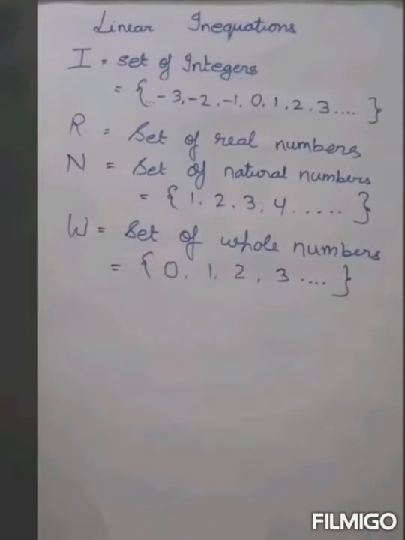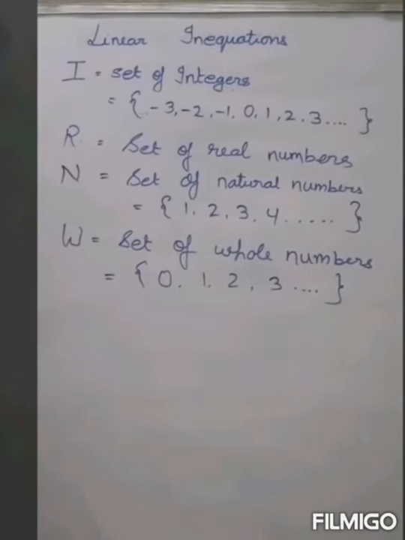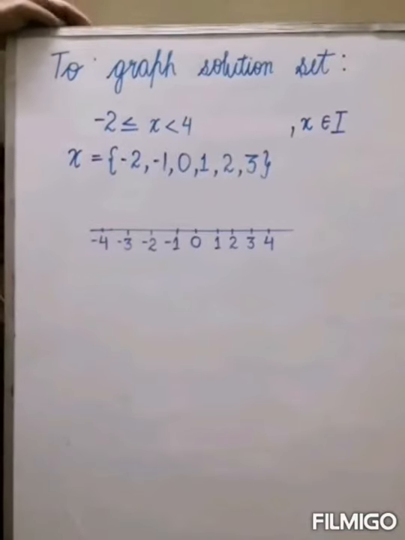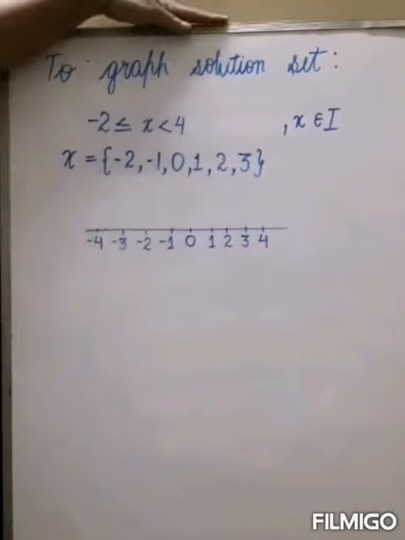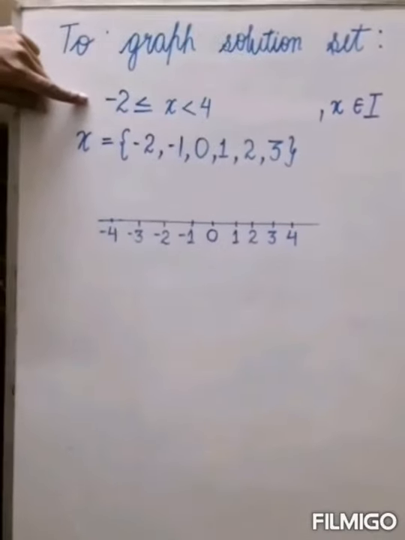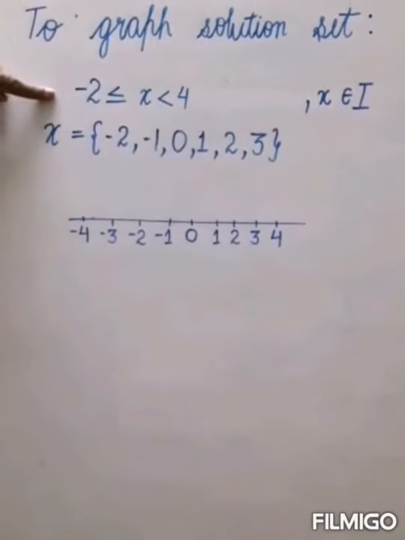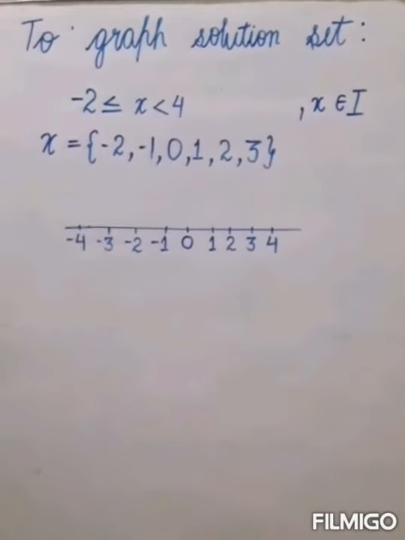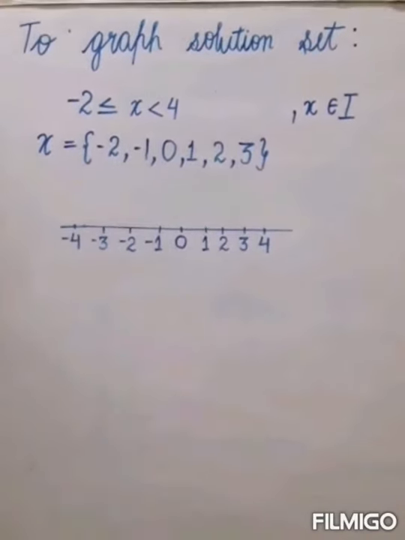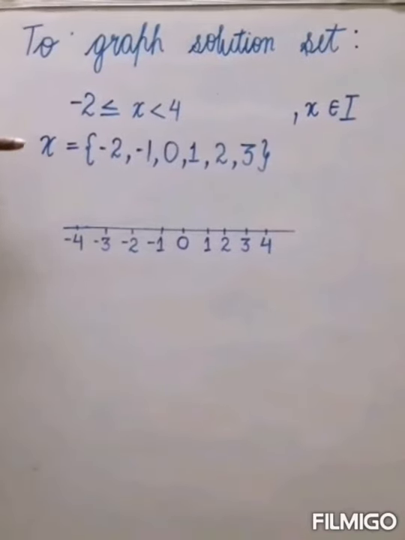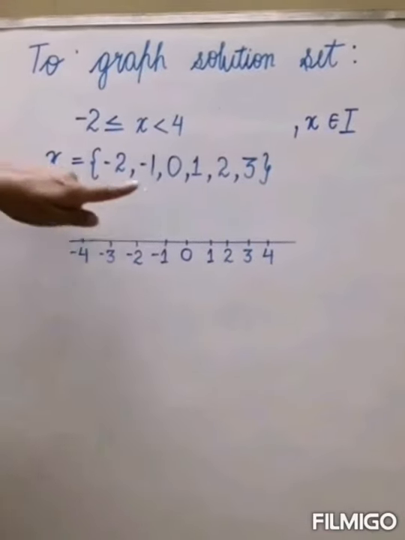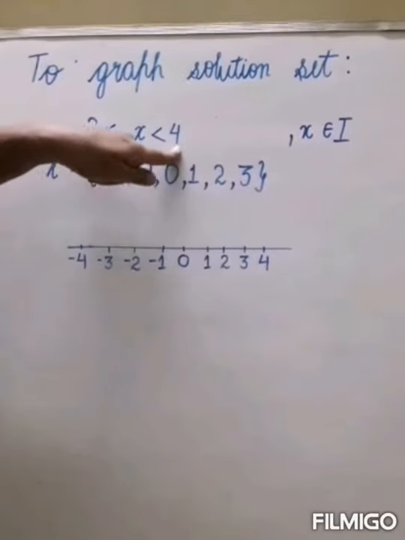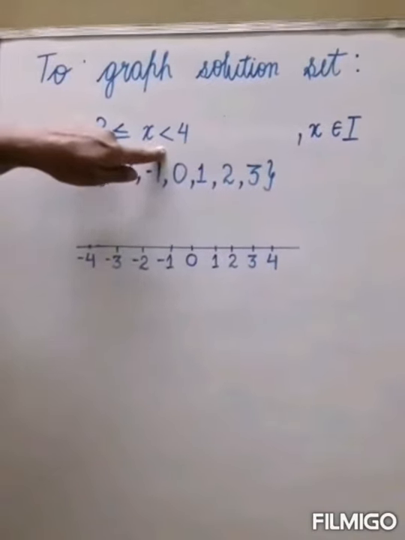Now, the second thing we need to go on is graphing. How we will graph the solution set. Suppose we have a solution set x is greater than or equal to -2 and less than 4, and x is an element of I. I is a set of integers. So the integers x will be equal to -2, -1, 0, 1, 2, 3. It will not include 4 because there is no equal to sign here.